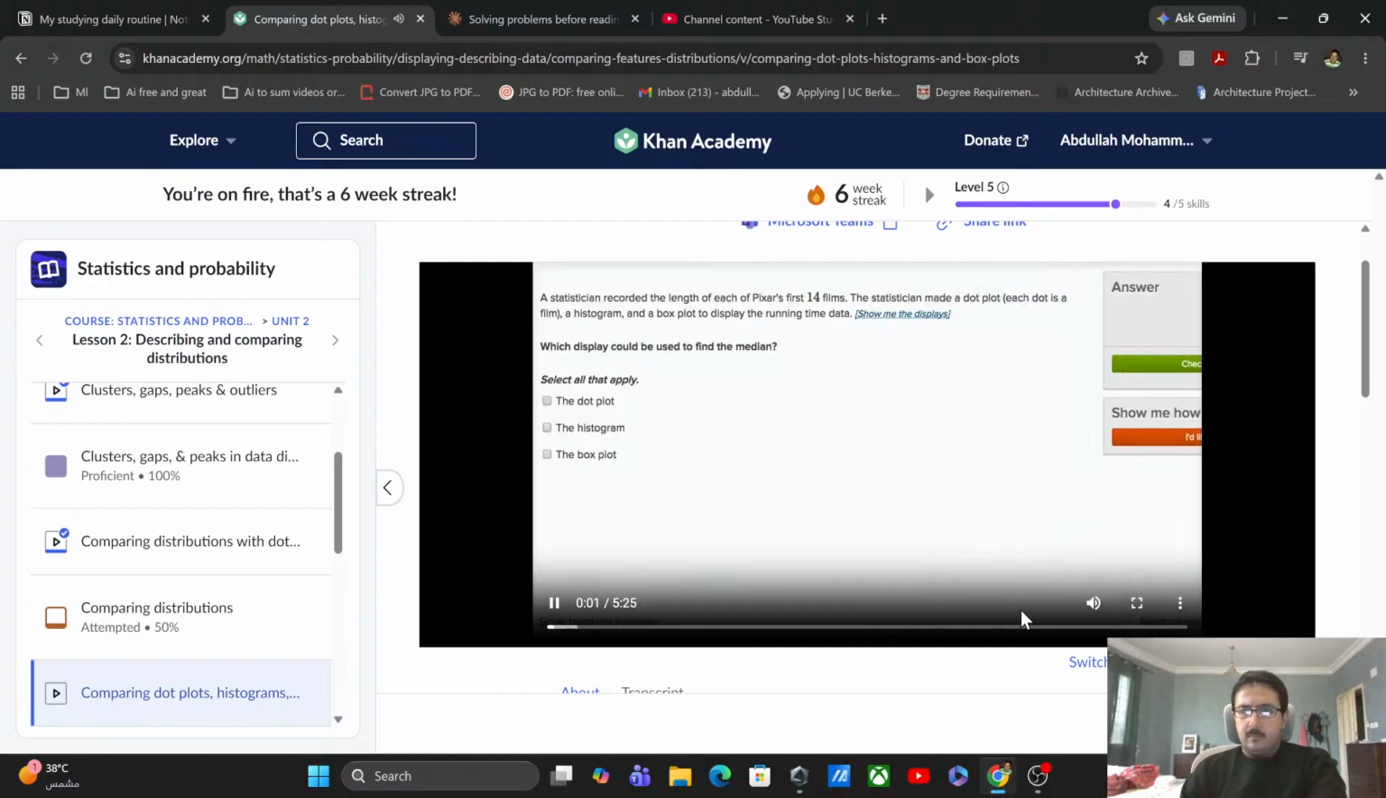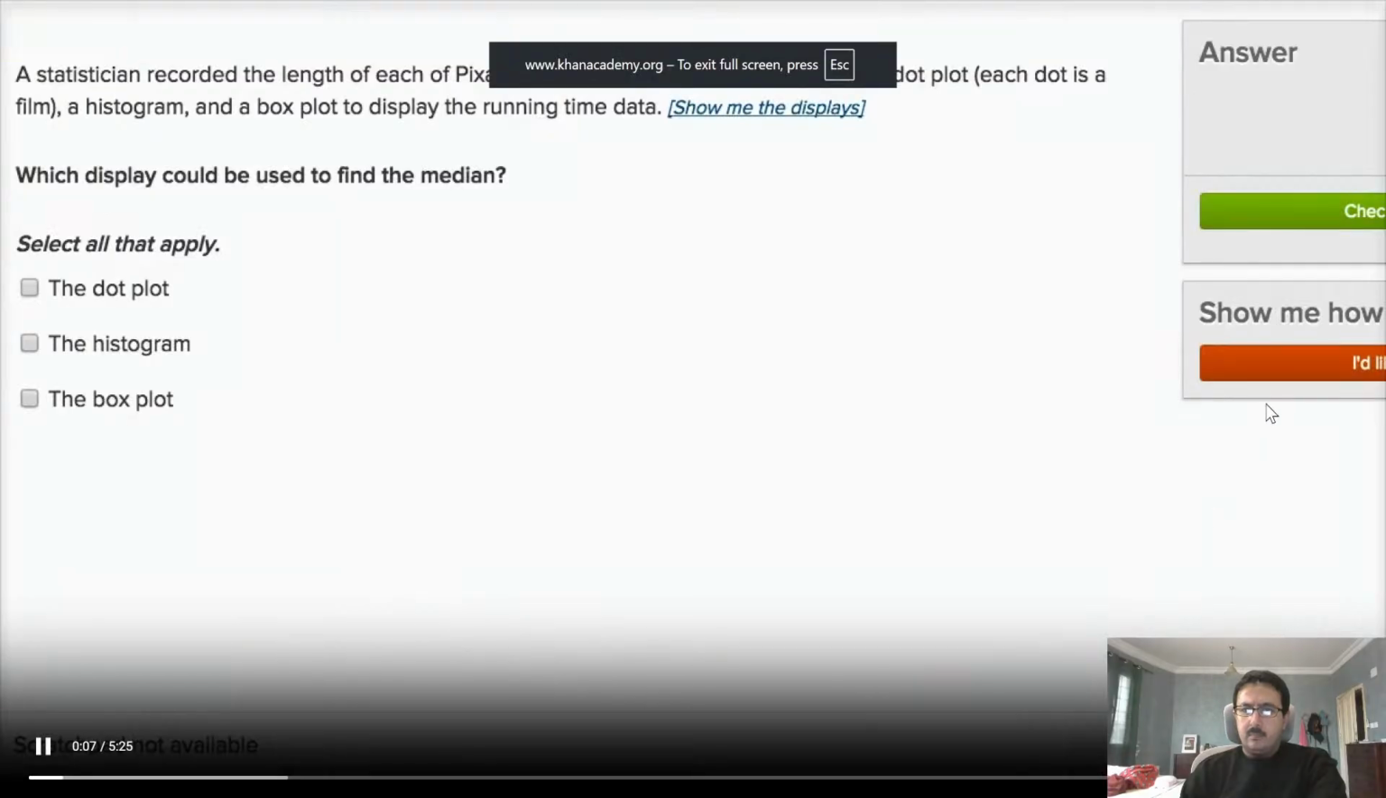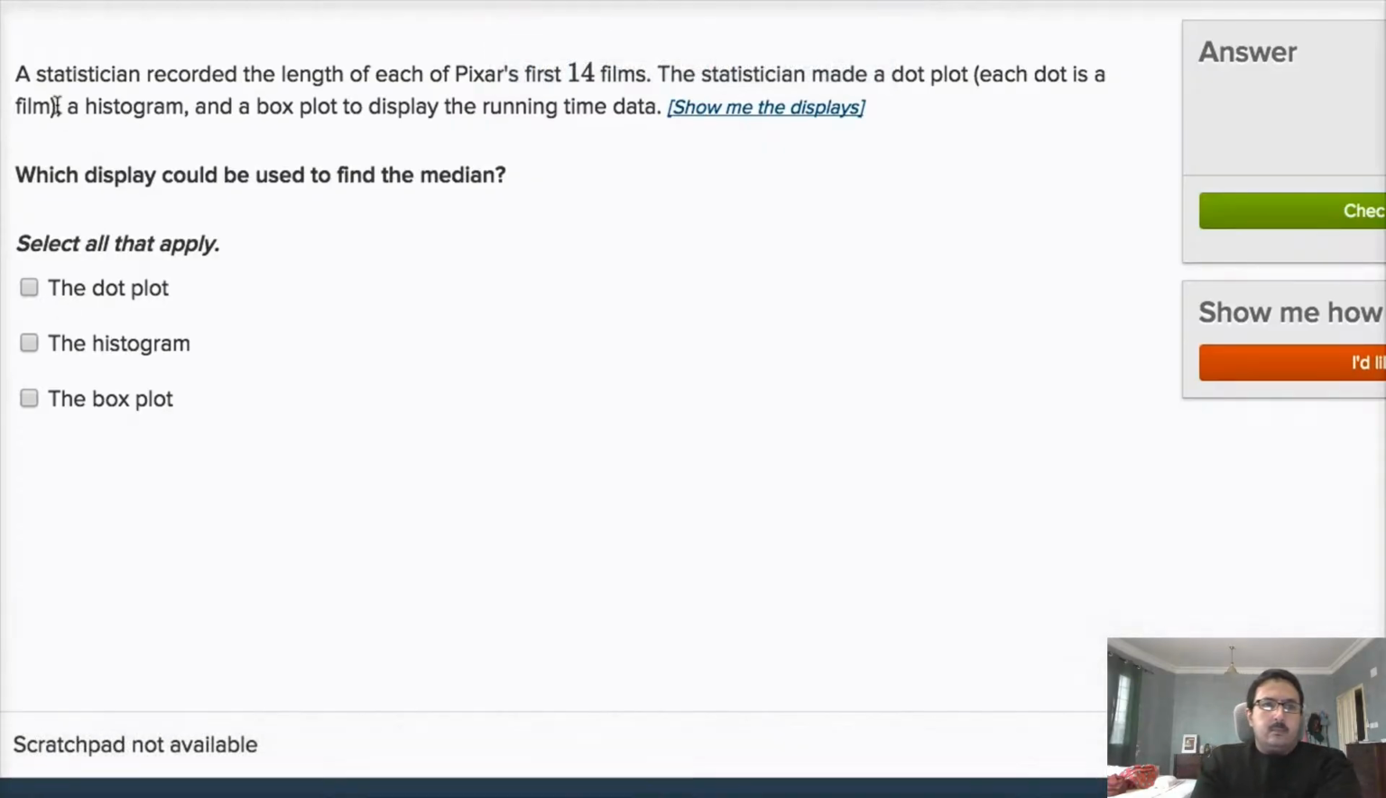What I want to do in this video is look at some examples of data represented in different ways and think about which representation is the best or can help us answer different questions. So we see this first example. A statistician recorded the length of each of Pixar's first 14 films. The statistician made a dot plot, where each dot is a film, a histogram, and a box plot to display the running time data. Which display could be used to find the median?